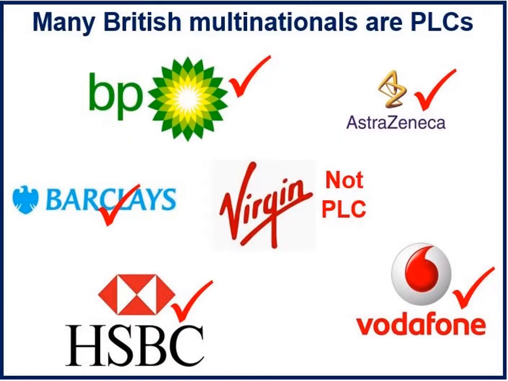So those are just examples of British companies that are public limited companies. Virgin is an interesting one that used to be a public limited company and is now a private limited company, and that allows Richard Branson to keep control of the business. But most of the major large businesses that you're aware of on the high street will be public limited companies.